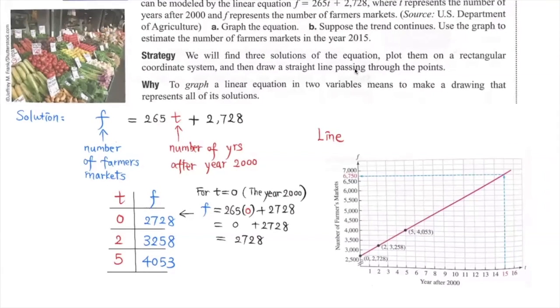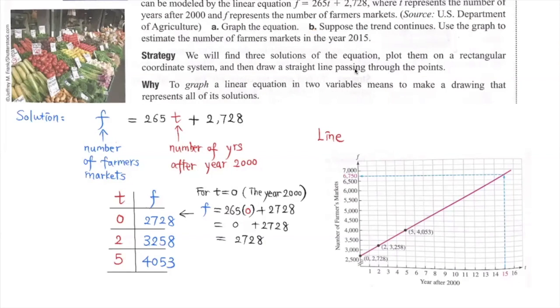Notice that the T here, we only consider positive T. So we only consider the time after the year 2000. So this is the graph of that equation.